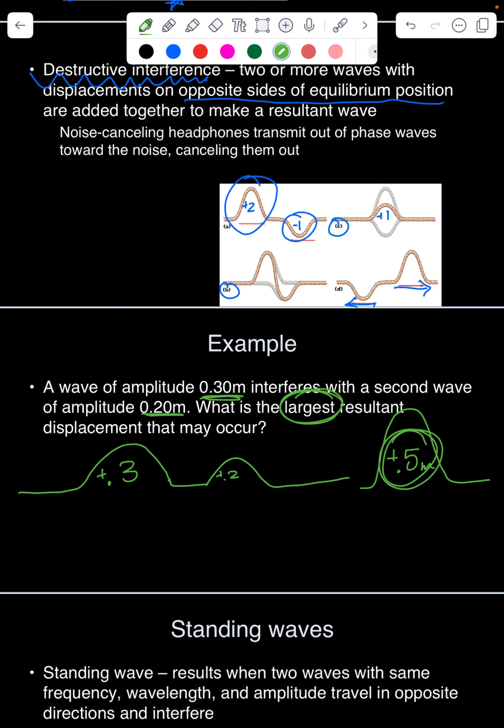Well, what if I would have asked you for the smallest resultant displacement? That tells us that we're going to have destructive interference. So again, we have that plus 0.3 meters, but this time, instead of having another crest, we're going to have a trough, which would be a negative 0.2 meters. Whenever these two combine, it will still be a crest because the crest is the larger of the two, but it's going to be a very small crest of 0.1 meters.